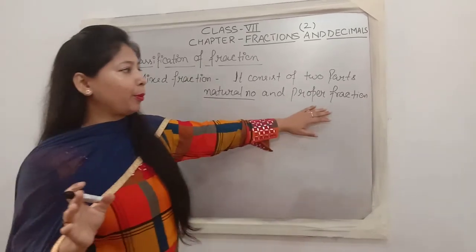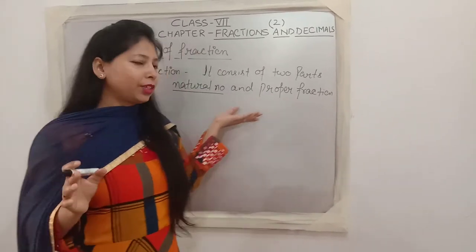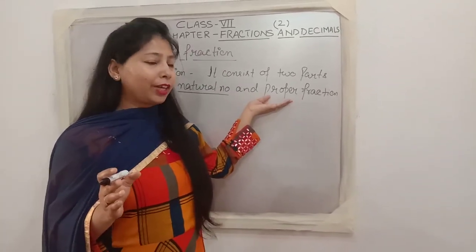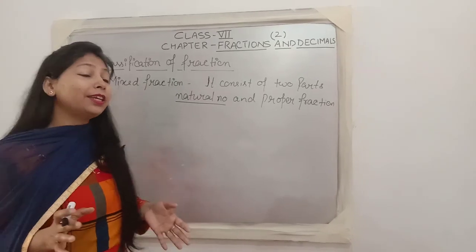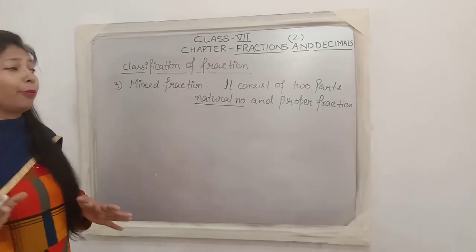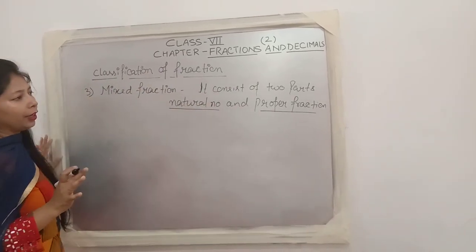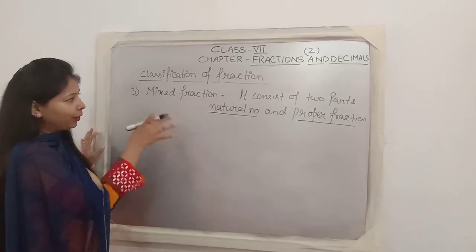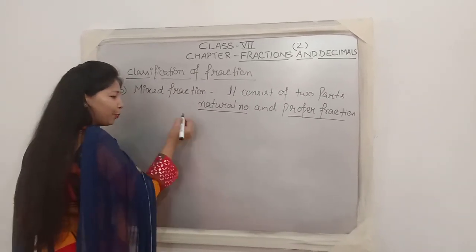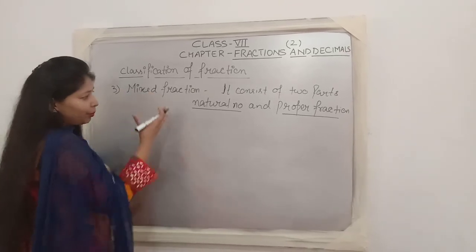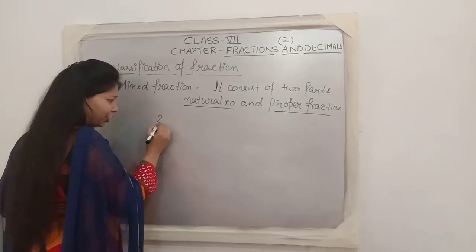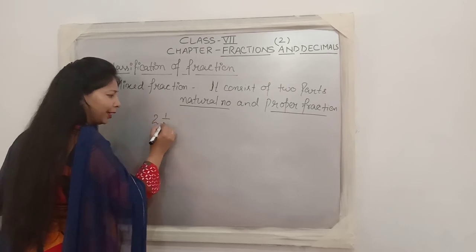Now what is a proper fraction? We have just read that a proper fraction is a fraction in which the numerator is less than the denominator. So we know the definition of these two important concepts in this mixed fraction. Now let us see what a mixed fraction is. Example is 2 1/3.